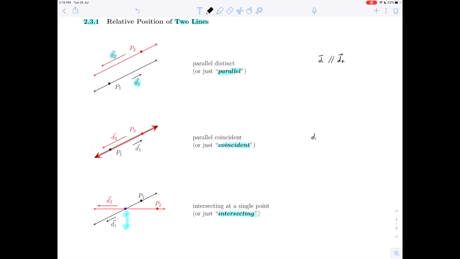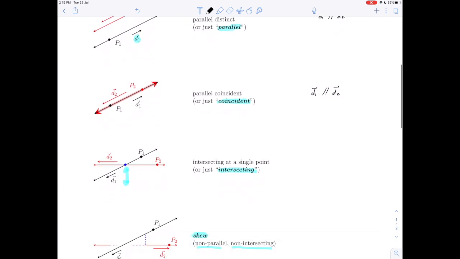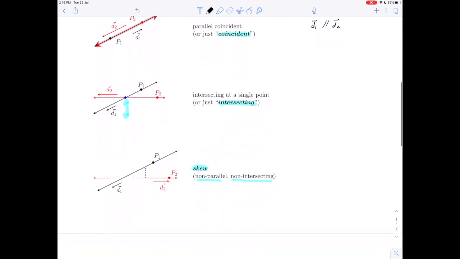Coincident lines will have parallel direction vectors. Intersecting lines, well, if we took a look at the direction vectors there, they are not parallel. So for intersecting lines, the direction vectors of the two lines will not be parallel, and incidentally, that is also the case for skew lines.